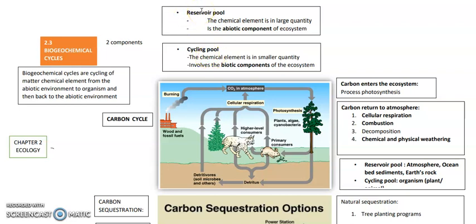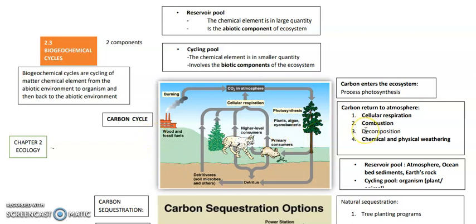Reservoir pool means kolam takungan. So in the reservoir pool, the element is found in a large quantity and it involves abiotic components, for example atmosphere, soil, rock, and ocean. And then for the cycling pool, the element is in a small quantity and it involves biotic components, the living things. For example here, plants and animals are referred to as the cycling pool.